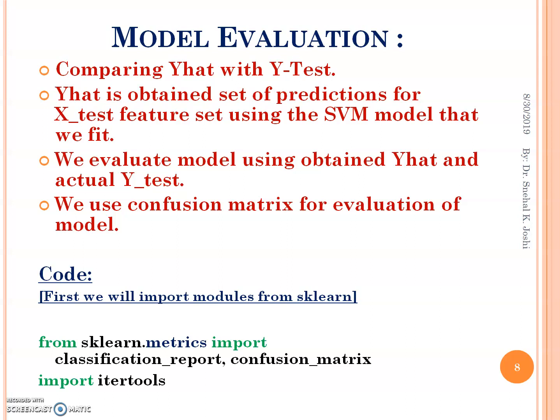A confusion matrix is a table that is often used to describe the performance of a classification model or classifier on a set of test data for which the true values are known. It allows the visualization of the performance of an algorithm.